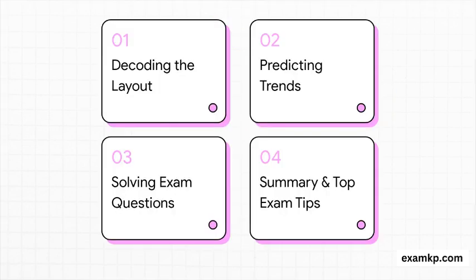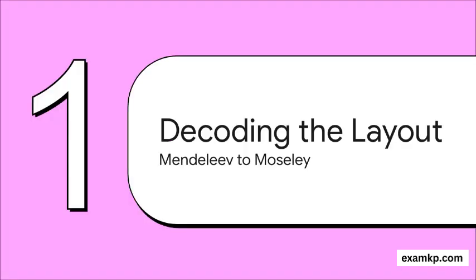So, here's our game plan for today. First up, we're going to decode the table's layout, how it's all put together. Then, we'll use that knowledge to predict chemical trends. After that, the fun part, we'll tackle some real exam questions. And finally, I'll wrap it all up with a quick summary and my absolute top tips for success. Let's dive in.